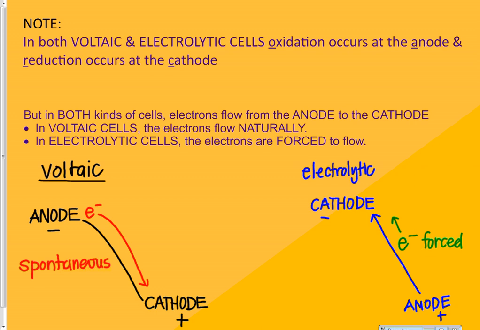So in a voltaic cell and in an electrolytic cell, electrons always flow from anode to cathode. Anode is always where oxidation happens. Cathode is always where reduction happens. That's where they are similar. The difference is that in a voltaic cell, the reaction is spontaneous. The electrons naturally flow from the anode to the cathode. But in the electrolytic cell, we are forcing them to do this using a battery or some other power source. And so that is a non-spontaneous process.